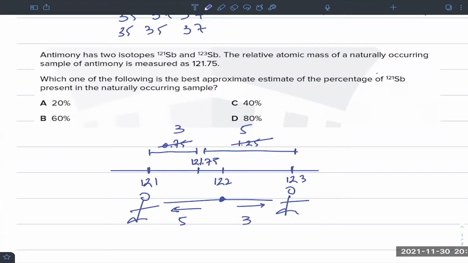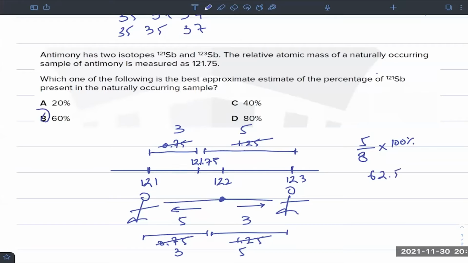3:5 कैसे बनी? देखो, the average was 121.75, which is 0.75 away from 121 and 1.25 away from the other value 123. तो इनकी रेशियो अगर मैं करता हूँ तो 3:5 बनती है. उसको flip करना होता है because it's closer to the one that is more in percentage. So 5:3. So 5 out of 8 कितने percent बनता है? 5 divided by 8. That is 62.5%. So that means this is 60% of the time.